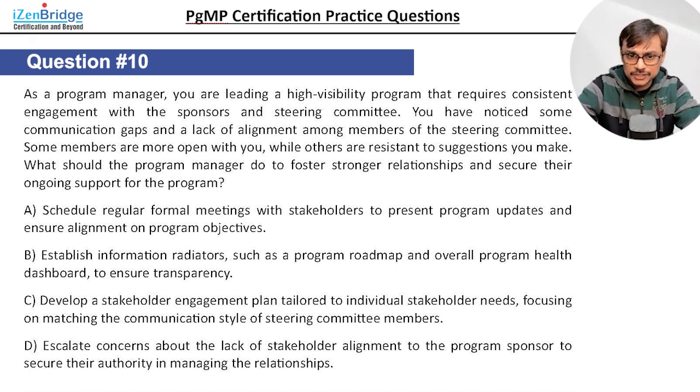So as a program manager, you are leading a high visibility program that required consistent engagement with the sponsor and the steering committee. You have noticed some communication gap and lack of alignment among members of the steering committee. Yeah, you must find this familiar. Yeah, I find this situation very familiar. Some members are more open with you while others are resistant to suggestions you make. What should you do as a program manager to foster stronger relationship and secure their ongoing support for the program?